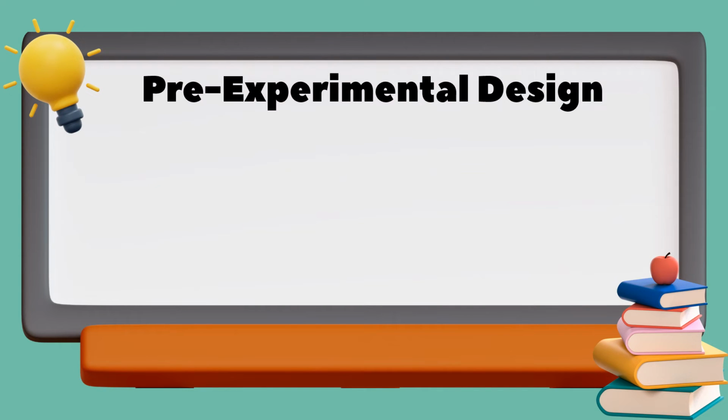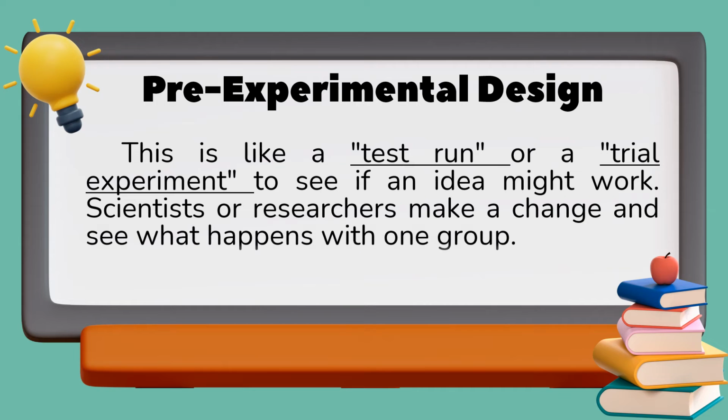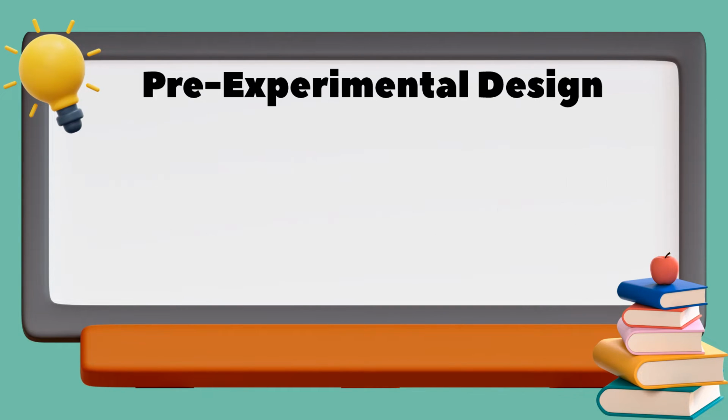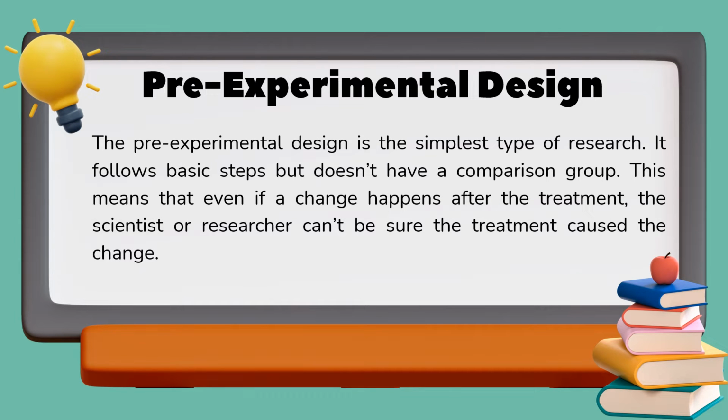In pre-experimental design, this is like a test run or a trial experiment to see if an idea might work. Scientists or researchers make a change and see what happens with one group. The pre-experimental design is the simplest type of research. It follows basic steps, but doesn't have a comparison group. This means that even if a change happens after the treatment, the scientist or researcher can't be sure the treatment caused the change. In other words, a single group is often studied, but no comparison between an equivalent non-treatment group is made.